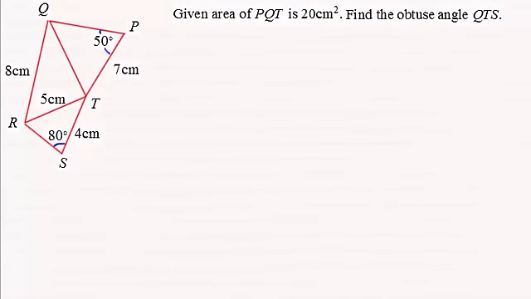Hi there. Now for this question, we're given the area of triangle PQT is 20 centimeters squared, and we've got to find the angle QTS. So if you'd like to have a go at this question, I'll give you a moment to pause the video. When you come back, you might want to fast forward to check your answer, or I'll take you slowly through the method.